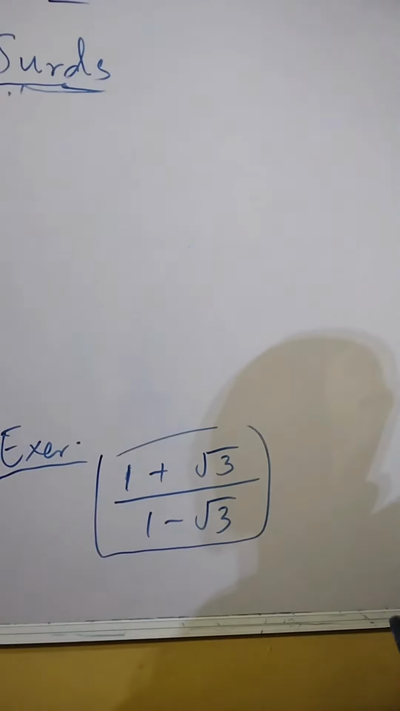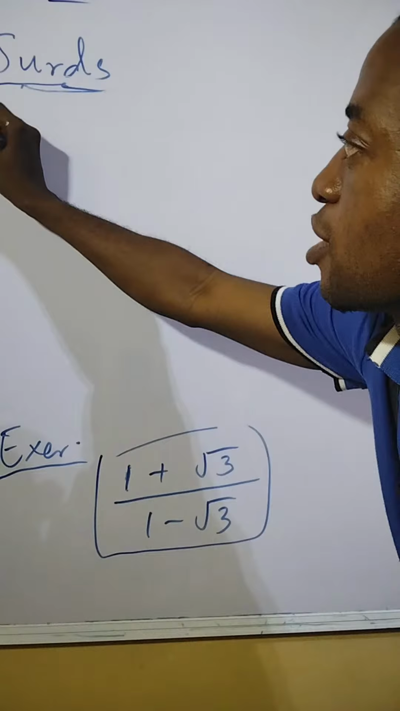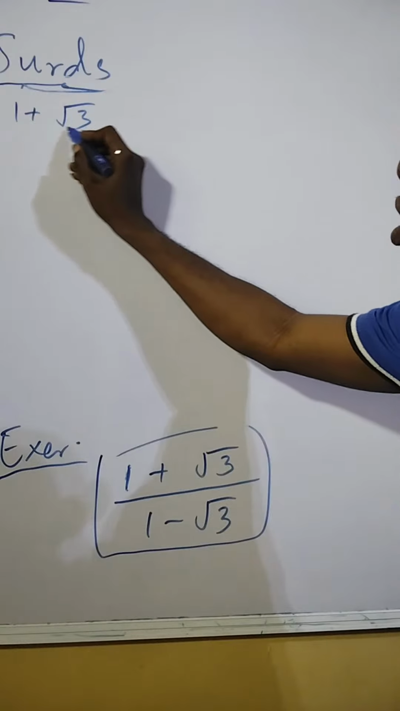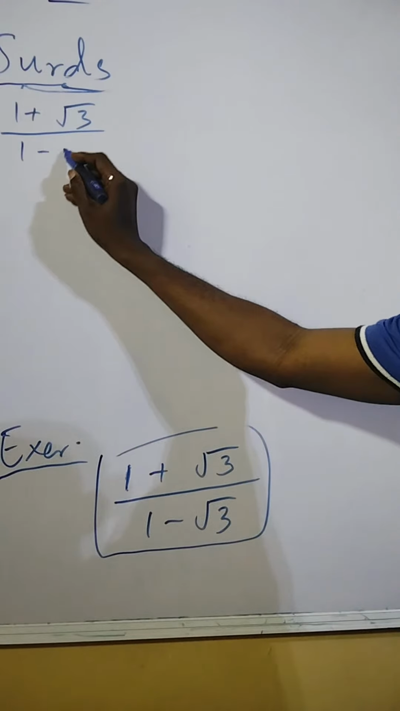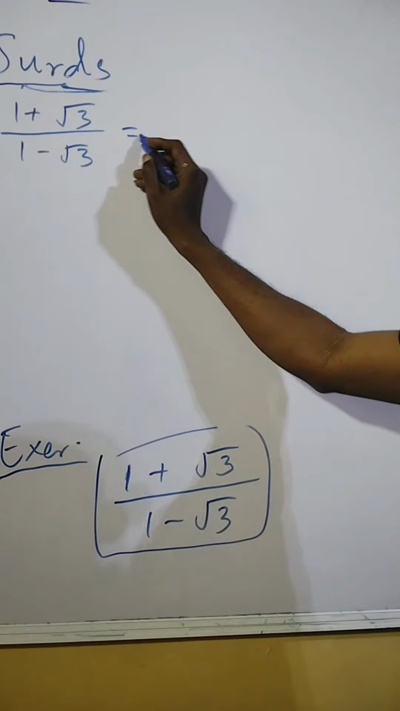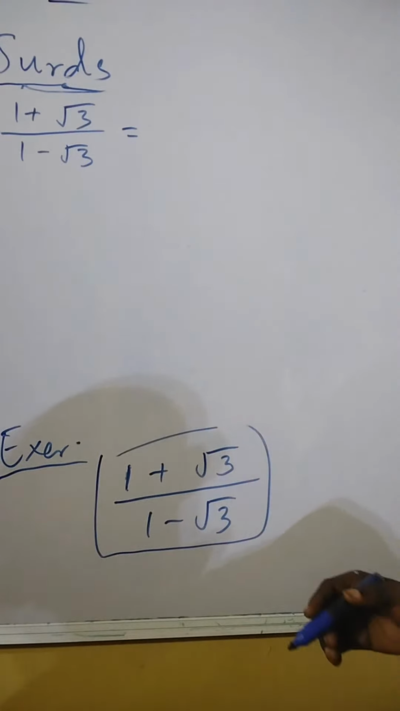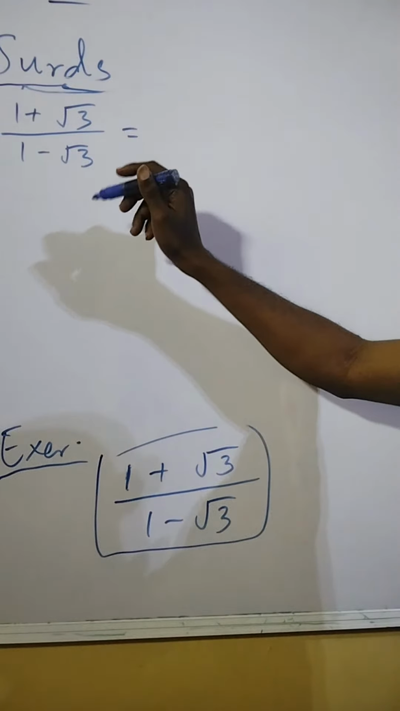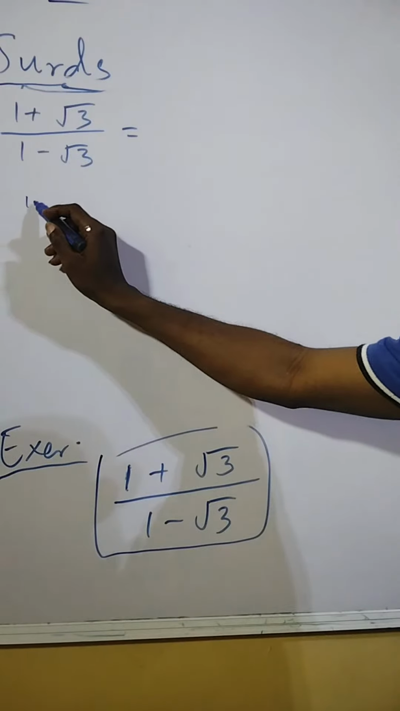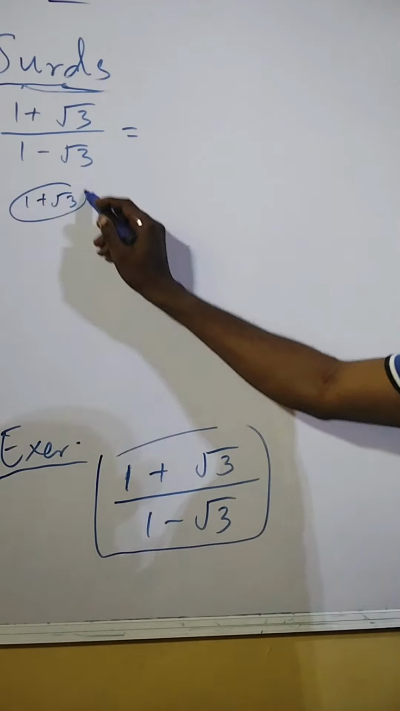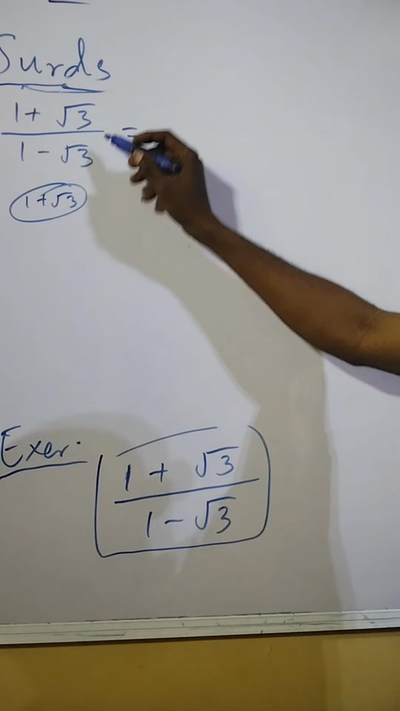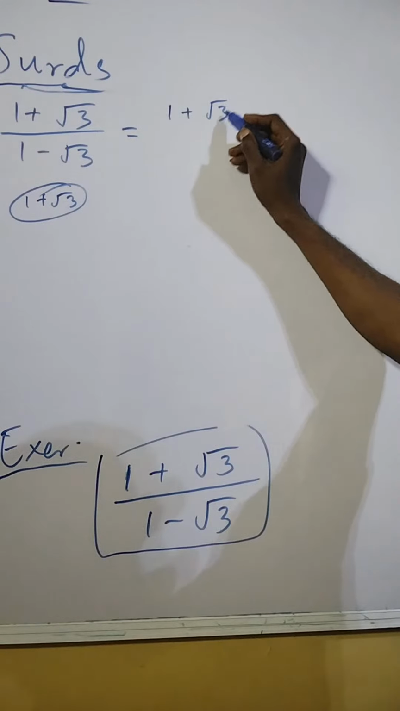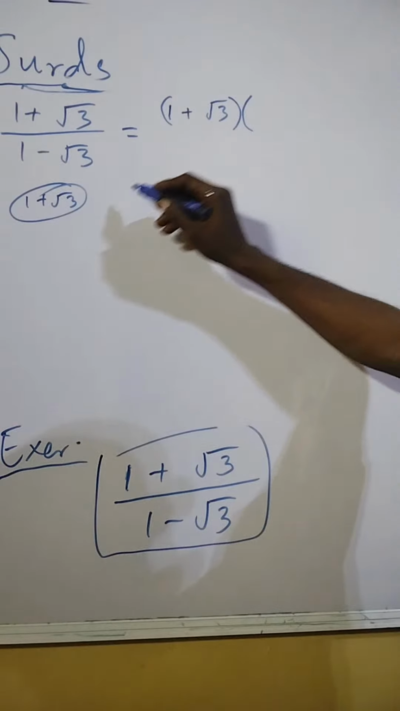Now, this question we have, we call it number 7 here. We have 1 plus root 3 divided by 1 minus root 3. So when we rationalize this here, the conjugate surd of the denominator is what we need to multiply these two surds. And the conjugate surd here is 1 plus root 3. So it's only the sign that changes. So you use this to multiply numerator and denominator, and this becomes 1 plus root 3 also times 1 plus root 3.